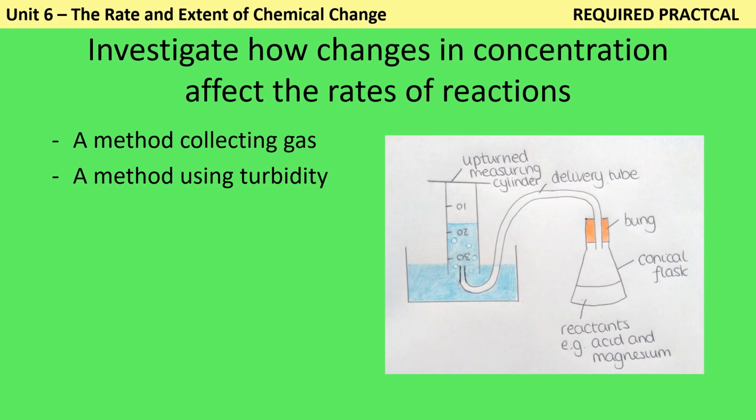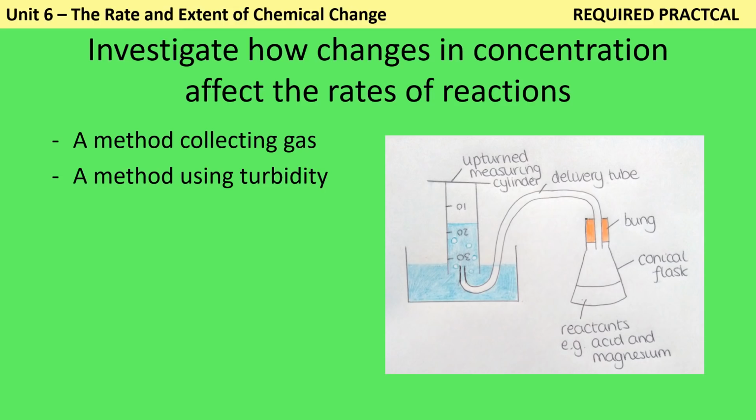The first required practical that comes up in AQA GCSE Chemistry Paper 2 investigates what happens to the rate of reaction when we alter the concentration. This is a two-part investigation. You need to be able to describe both how you would do this using a method where you collect gas and also how you would do it with a method that involves turbidity.